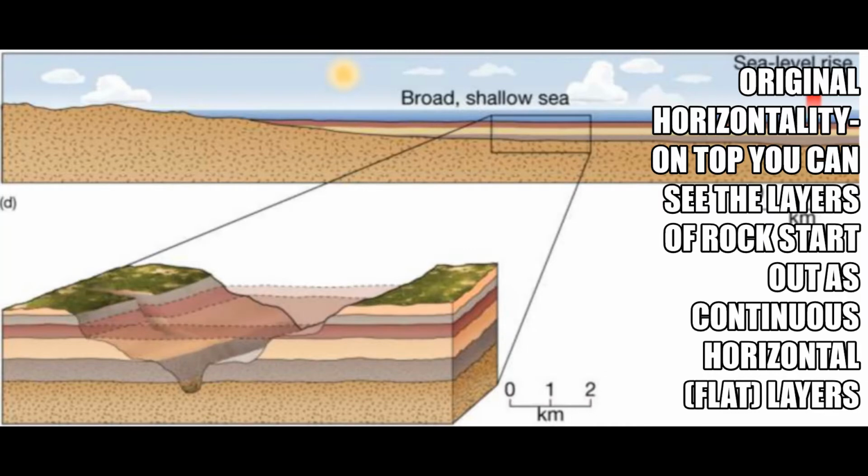Okay, so the next one that goes with that superposition is original horizontality. So sedimentary rocks all start out in layers. Let's look at a picture that shows, sedimentary rocks are sediments that are deposited in the ocean, and they just start out as those big flat layers that are continuous. You can see that those layers are continuous all the way across, but eventually they start to get eroded and those layers get broken apart, or you don't see the entire sequence.